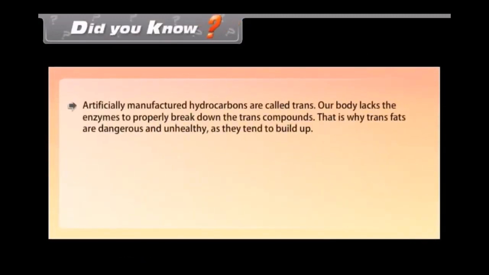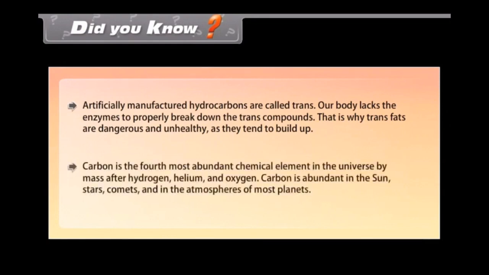Did you know? Artificially manufactured hydrocarbons are called trans fats. Our body lacks the enzymes to properly break down the trans compounds. That is why trans fats are dangerous and unhealthy as they tend to build up. Carbon is the fourth most abundant chemical element in the universe by mass after hydrogen, helium, and oxygen. Carbon is abundant in the sun, stars, comets, and in the atmospheres of most planets.